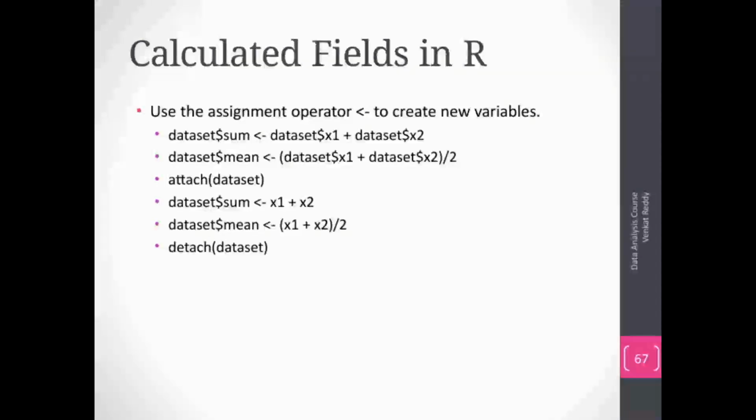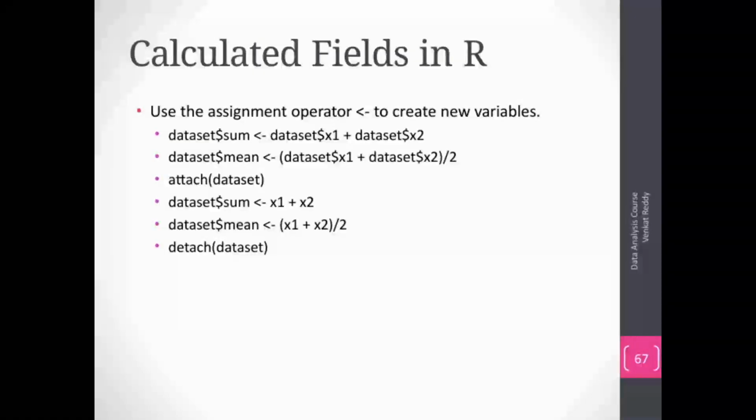Welcome to this part of the data analysis course. I'm Venkat Reddy, and today we'll be exploring calculated fields in R using the CARS dataset. First, let's look at how we can create a new variable, such as cars$HW ratio, by dividing horsepower by weight. This is a straightforward example of creating a new feature based on existing data.